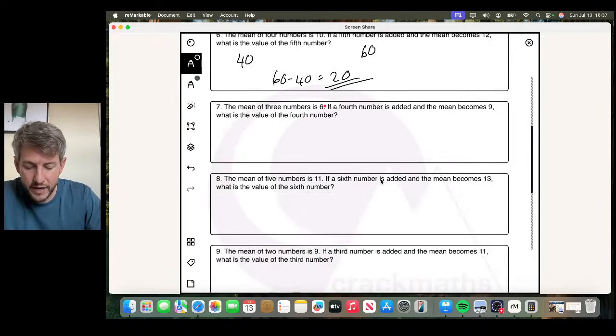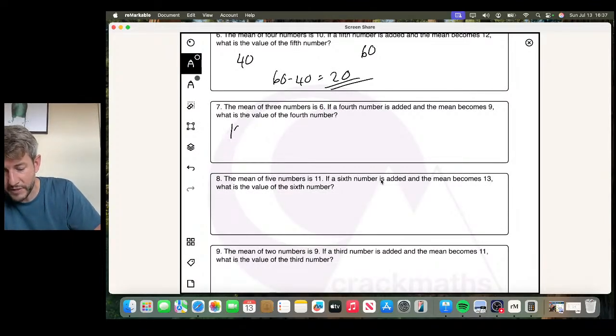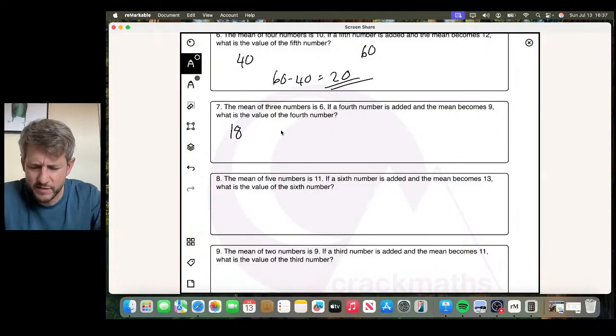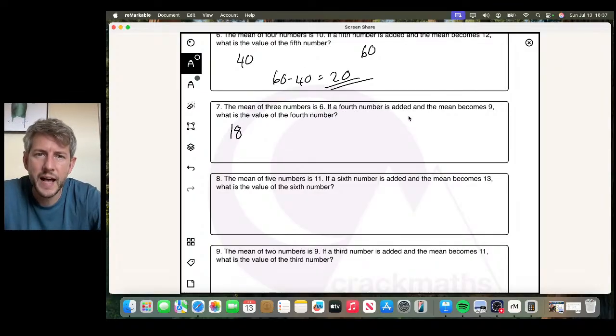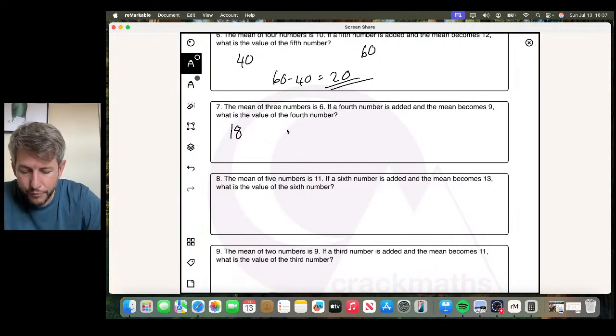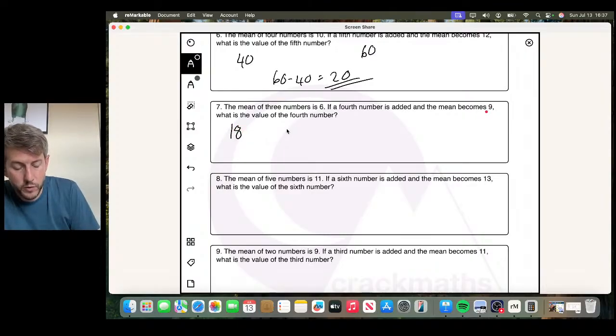If the mean of 3 numbers is 6, that means that they have a total of 18. One second, I need to read these questions. So the mean of 3 numbers is 6. If a 4th number is added and the mean becomes 9, what is the value of the 4th number? So the total of the 3 numbers is 18. The total of the 4 numbers is 9 times 4, which is 36. 36 take away 18 equals 18.